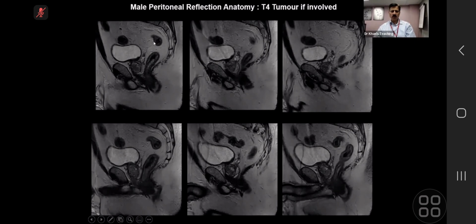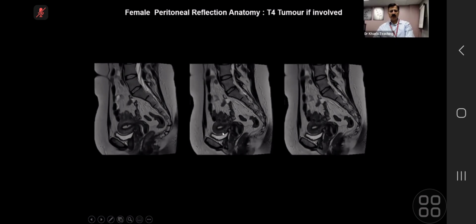So this is a key concept, and this is an exam concept also. Secondly, the surgeons, when you're doing an MDT, will also ask you the same thing. So peritoneal reflection is attached here. Now, in a female, this is a female in which you can see that this is the uterus, and you can see that the reflection comes here and attaches here.